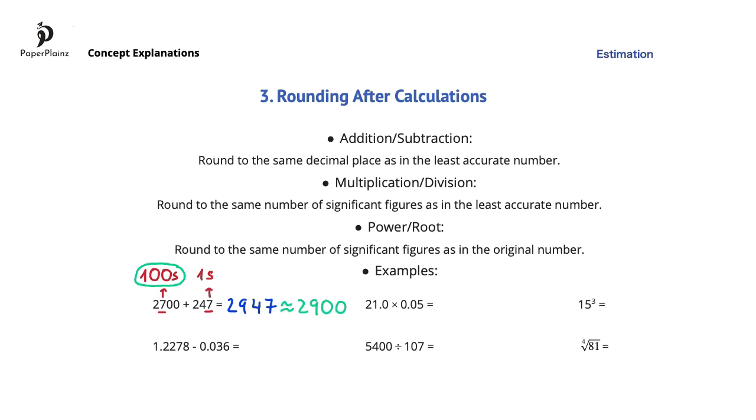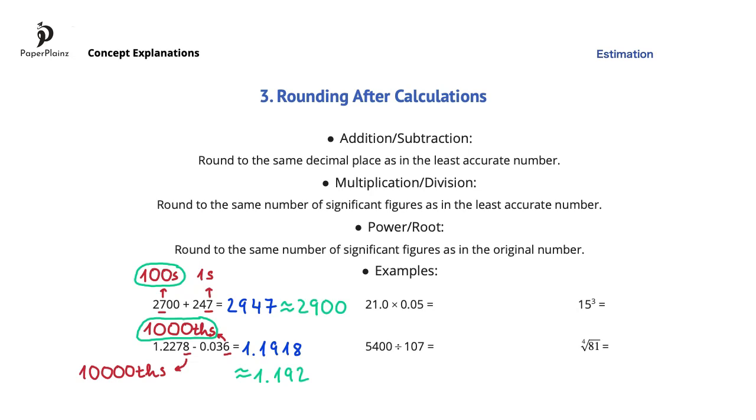1.2278 minus 0.036 is 1.1918. In the first number, 8 is the least significant figure, and in the second number, it is 6. 8 is at the 10,000ths place, and 6 is at the thousandths place. So 0.036 is the least accurate, therefore we will round to the thousandths place in our answer, which gives us 1.192. Let's see multiplication and division.